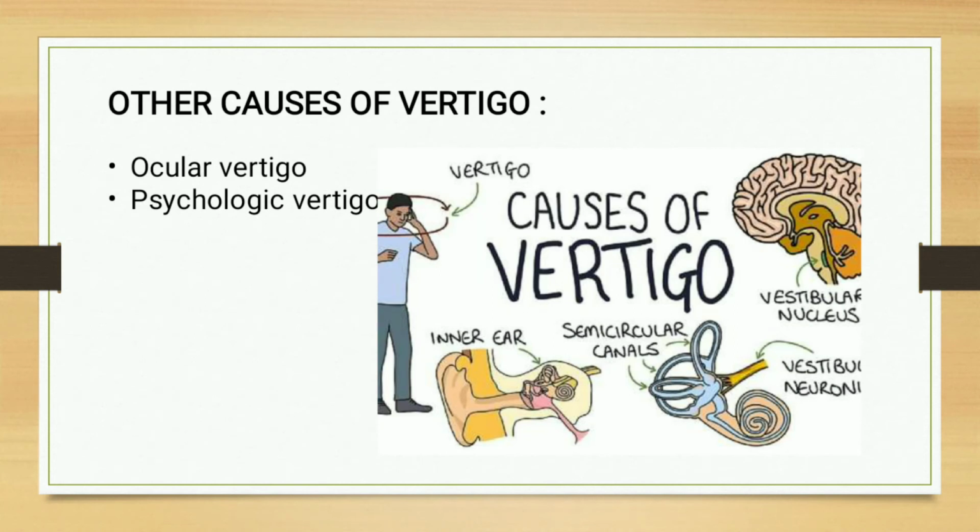And the other causes, other than the peripheral and central causes, are ocular vertigo and psychological vertigo.